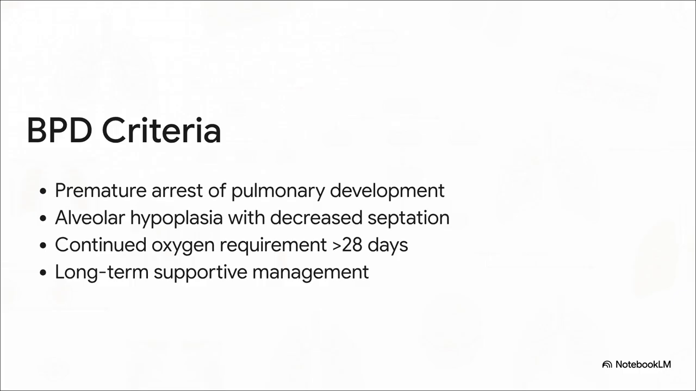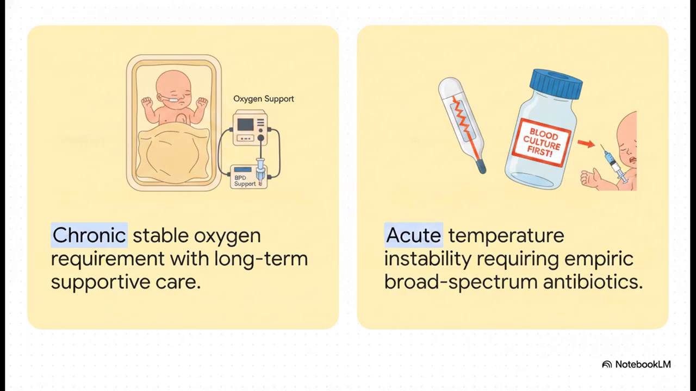They'll often have tachypnea, retractions, poor feeding and growth, and recurrent respiratory infections. Management focuses on optimizing nutrition, minimizing oxygen and ventilator injury, preventing infections, and occasionally using diuretics or bronchodilators. It's absolutely crucial to differentiate a chronic, stable oxygen requirement from an acute decompensation.